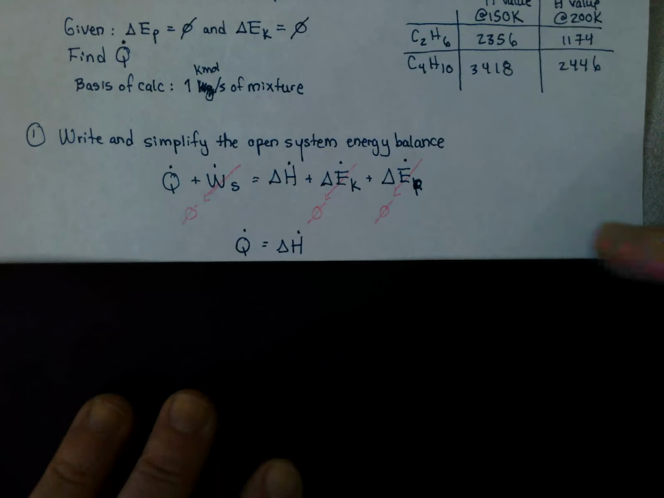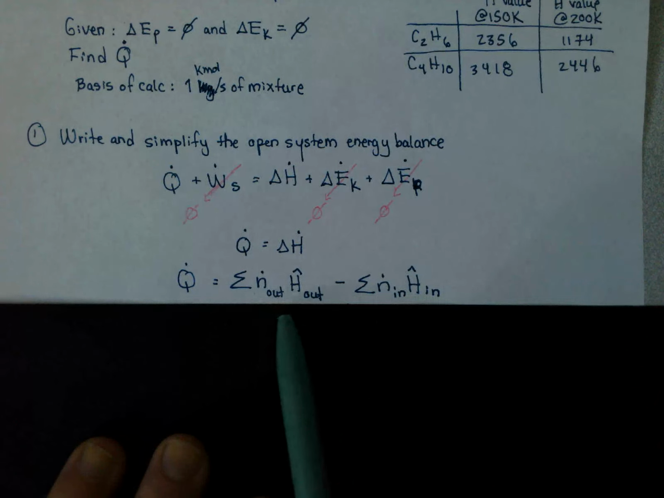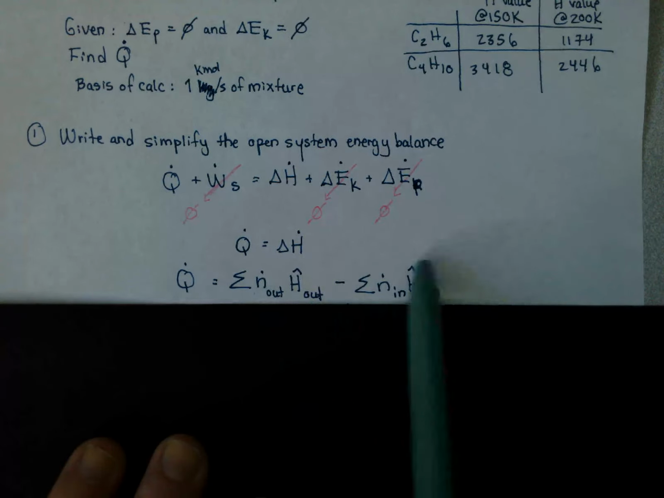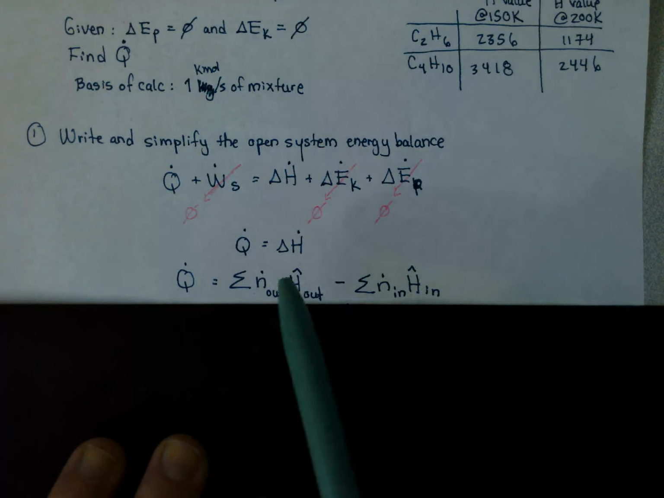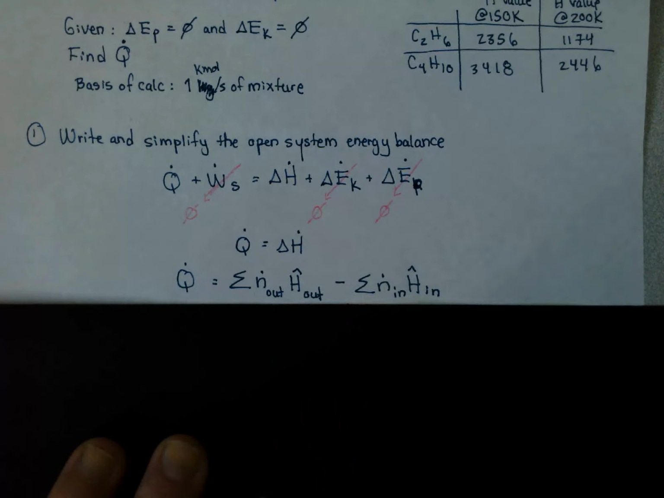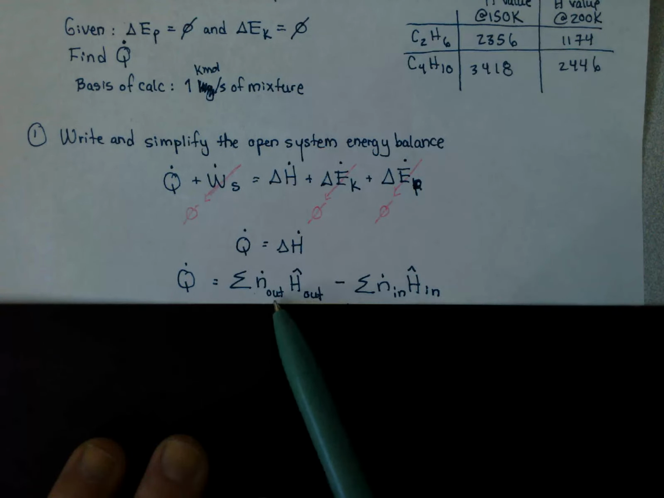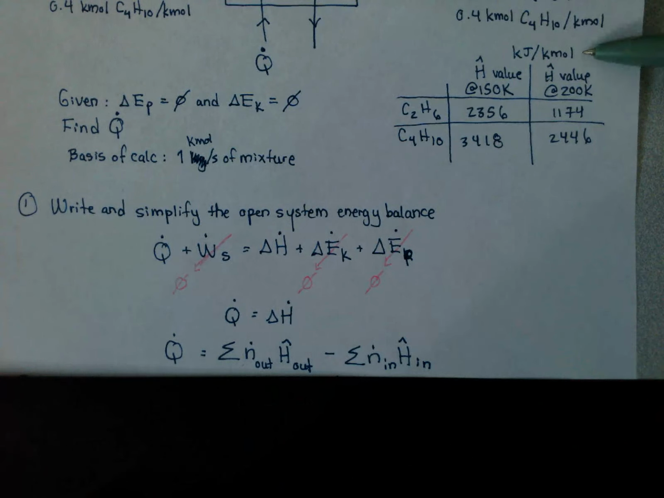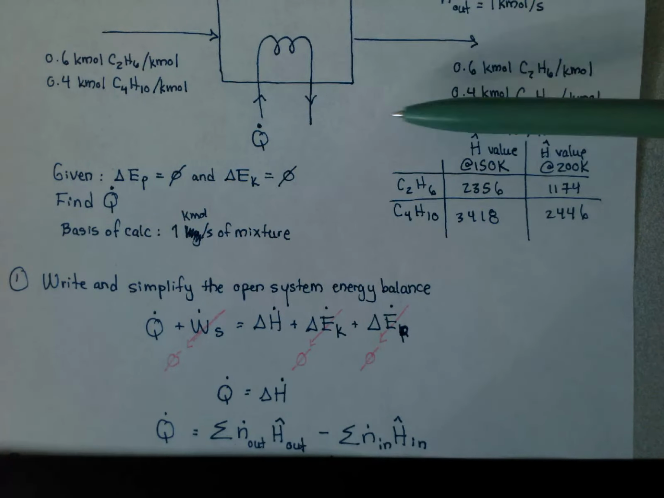So the key thing that's going to be important here is remembering that when we do enthalpy, it's out minus in, the sum of everything going out and the sum of everything coming in and the difference between the two. Now remember, specific enthalpy can be in terms of moles or mass. And the tabulated values that I gave you are kilojoules per kilomole, and everything in our problem is in terms of moles.